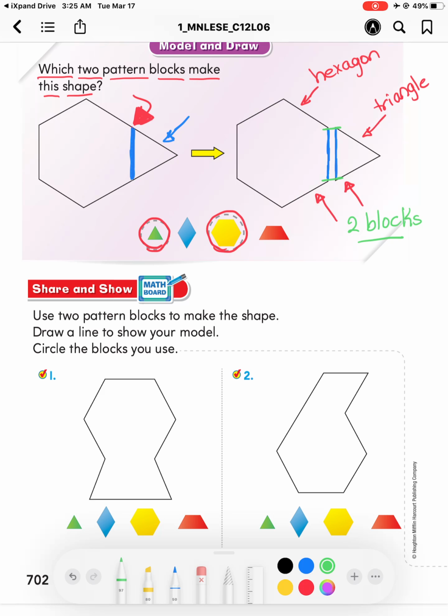Let's think about it. Now, a hexagon can be, excellent, 2 trapezoids. And we have here the triangle. Okay, so if you have to use 3 blocks in order to make this shape, you can use the 2 trapezoids and 1 triangle, and those will be 3 shapes. But of course, this is an extra question.